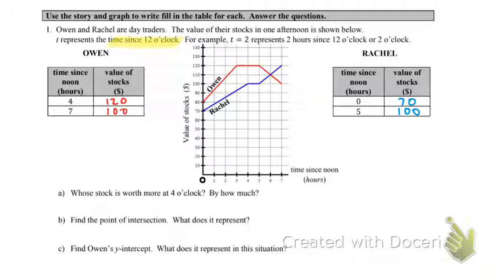Now let's answer these questions at the bottom. Whose stock is worth more at 4 o'clock, and by how much? If you look at 4 o'clock, who's worth more, Owen or Rachel? The answer is Owen's worth more.